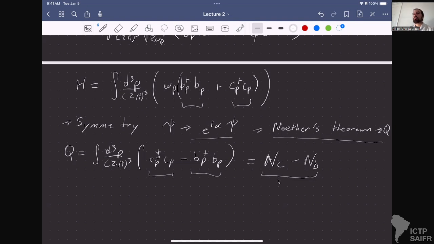Okay. So any questions about this before I move on to the Schrödinger picture and the Heisenberg picture?